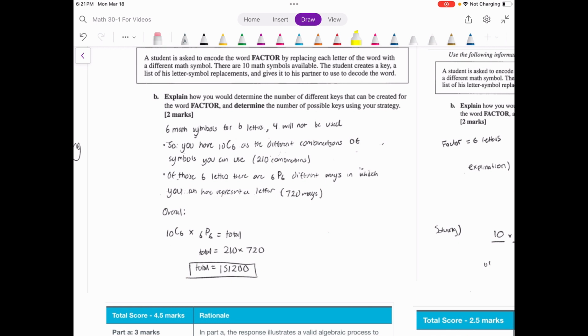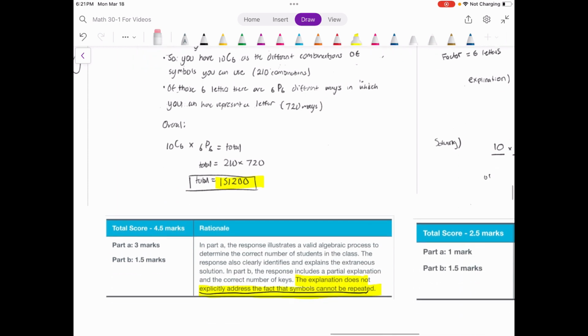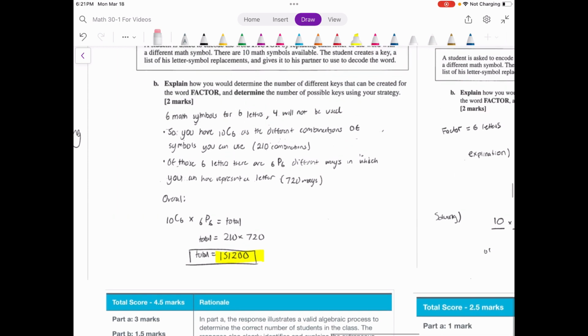Now again, look, they got the right answer. They used a slightly different method. They used another way you can approach this, which won't make much sense until we do the next lesson where we talk about combinations. But we can still take a look at what they were missing here, right? They said there are six permute six different ways in which you can represent a letter for each of the six, but all they left out was that you can't repeat the letters, right?